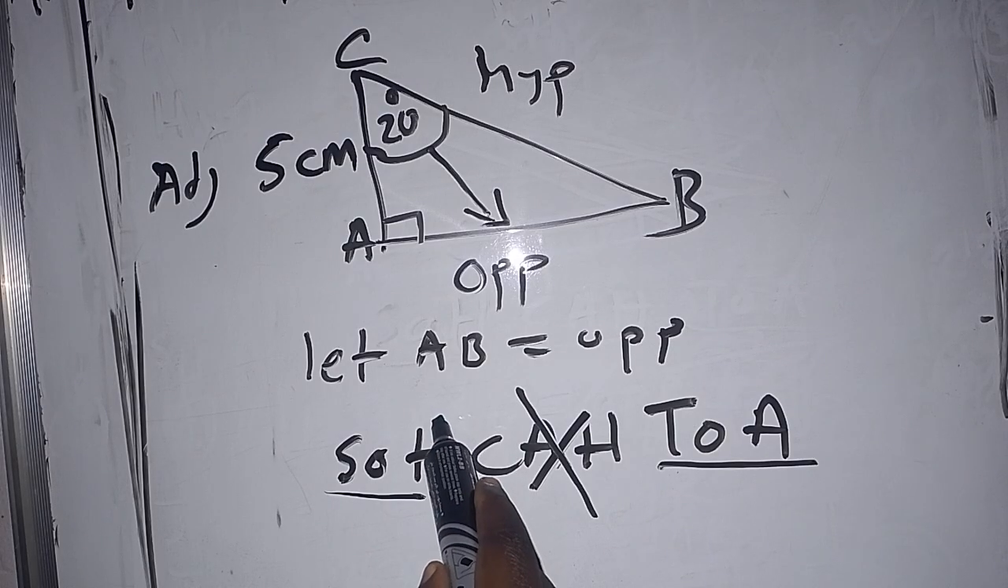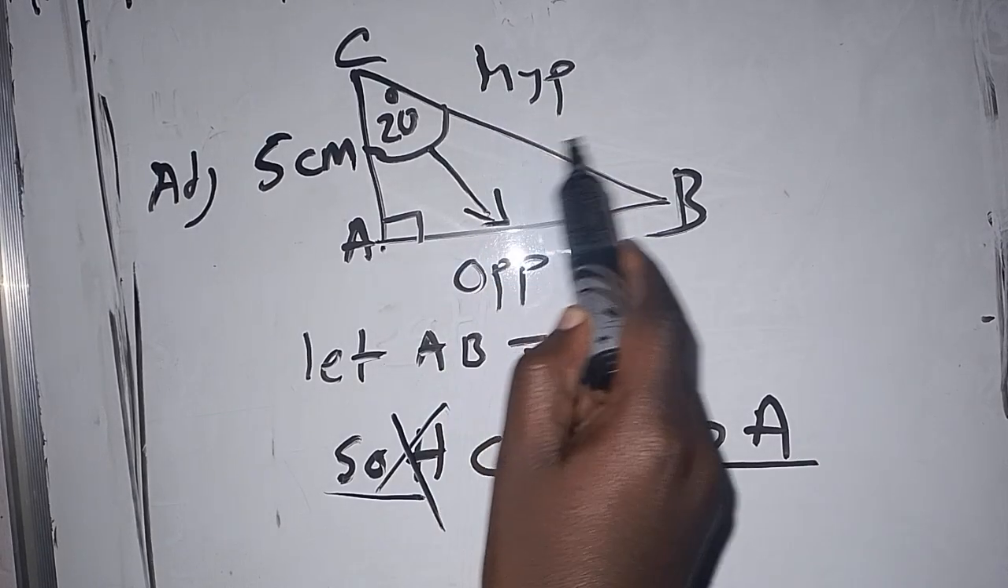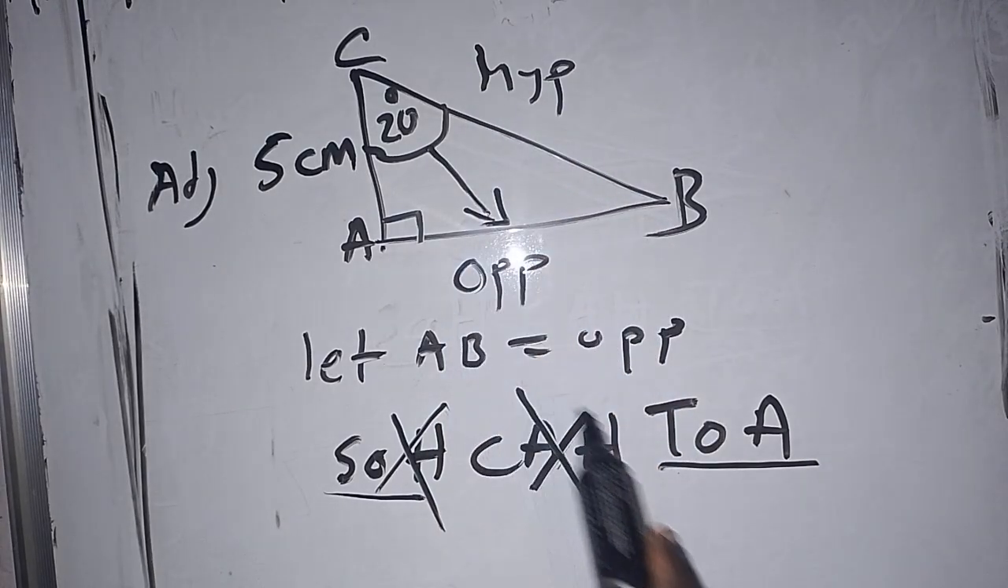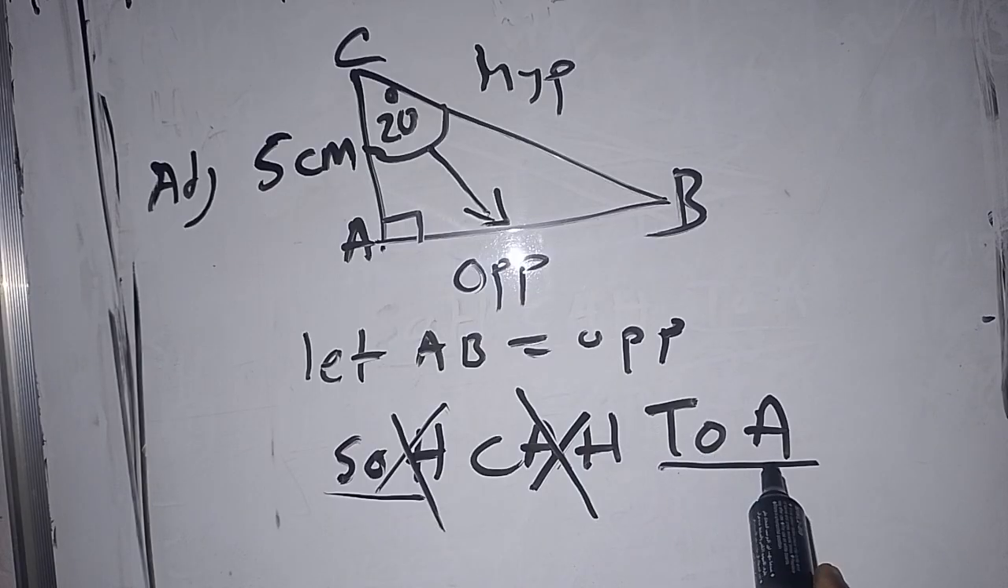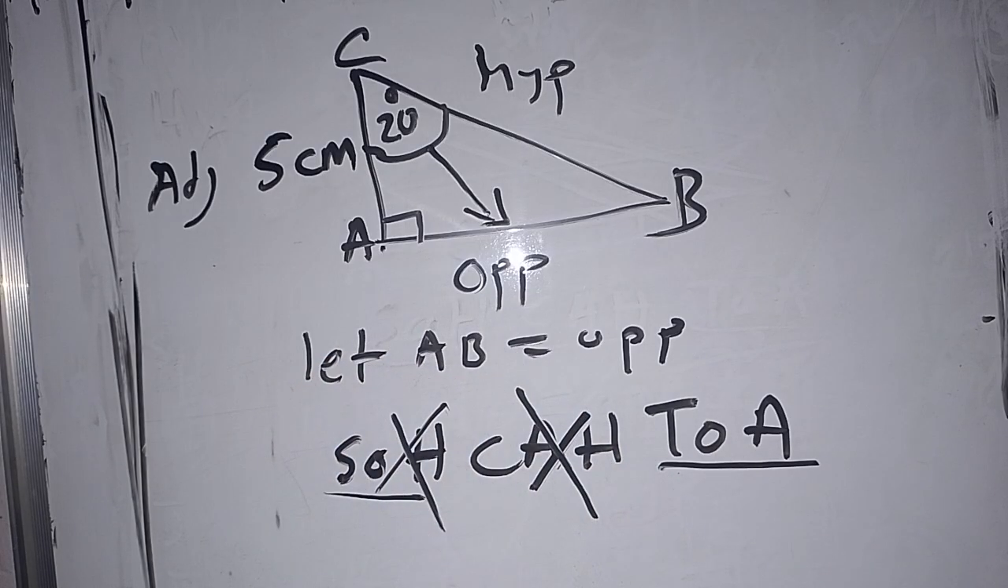So this one there is no hypotenuse, so it is not going to work. Why? Because on the hypotenuse there is nothing, but for tan we have opposite and adjacent. We have opposite and we have adjacent. Meaning that only tan is going to work for this particular question. Okay, now let's solve using tan.